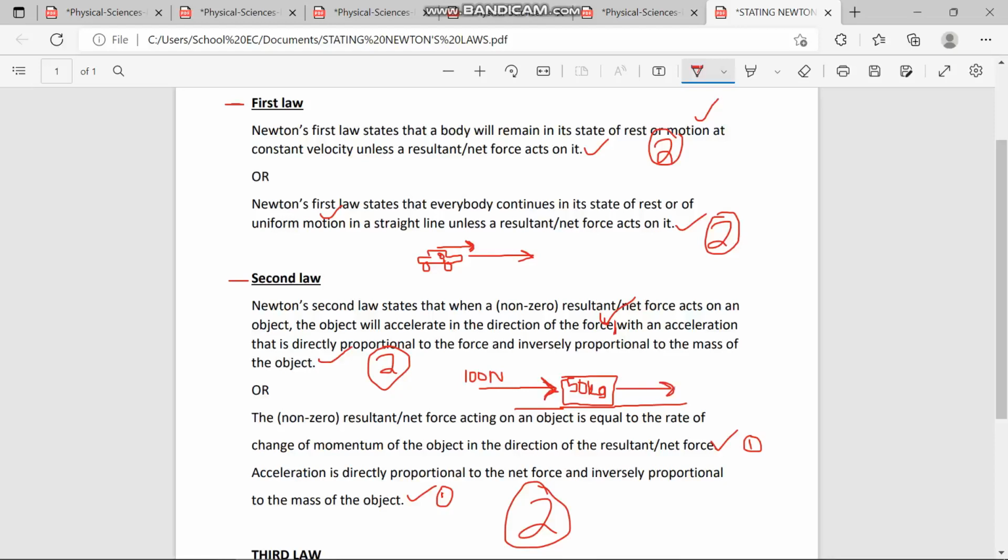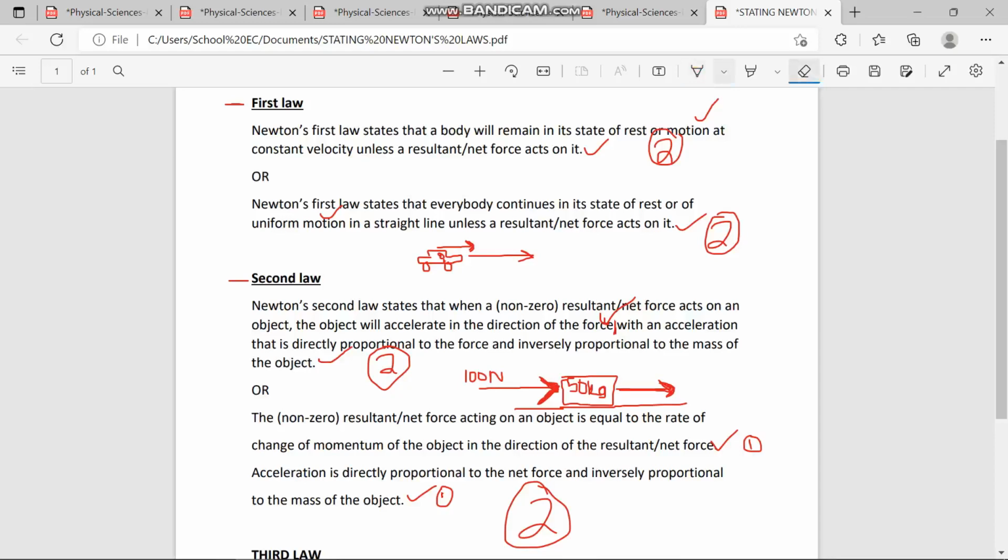Okay, so that's how it goes for the second law, meaning that the object will accelerate in the direction of the net force. You can push a box to move this side, but it will not move the other side. It's going to accelerate in the direction of the net force, in the same direction that you are pushing it. That's how it goes.